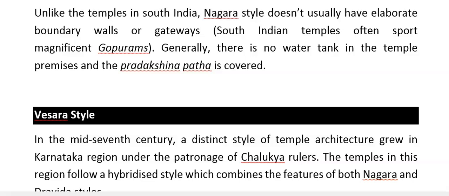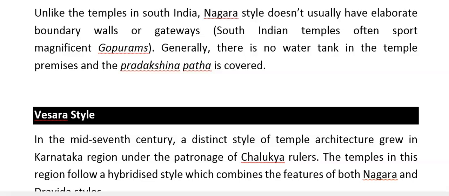And there is no water tank in the temple premises, and the Pradakshina Path is covered. Now, what is Pradakshina Path? It is the ambulatory passageway where the devotees walk around the deity in a clockwise direction as a worship ritual and a symbol of respect to the temple god or goddess. So that is Pradakshina Path.